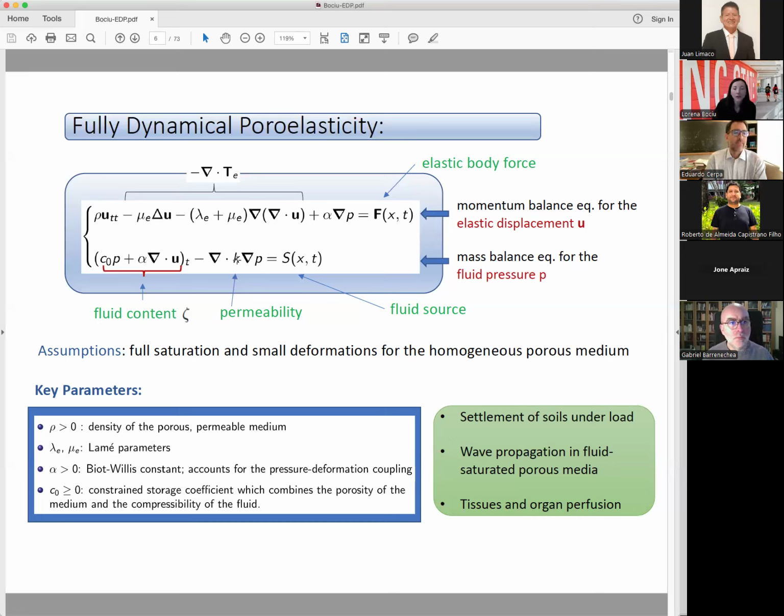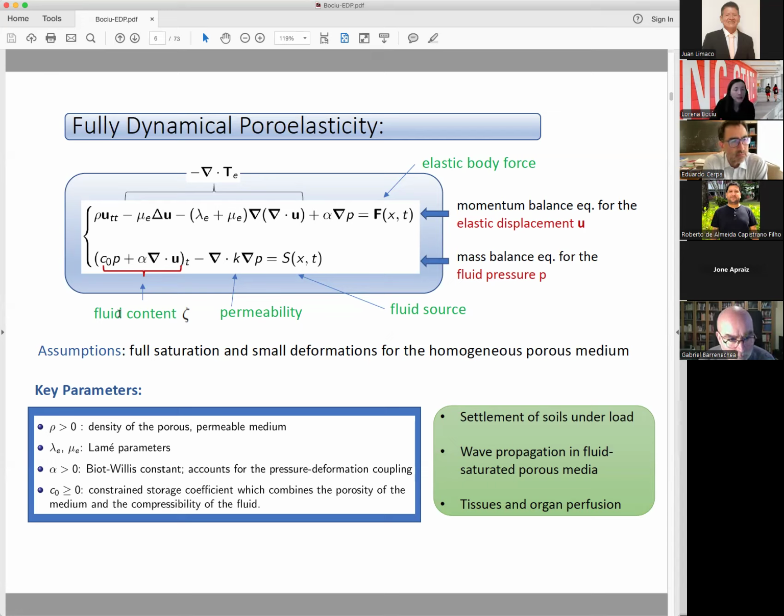Here, alpha is called the Biot-Willis constant. This is strictly positive, and it accounts for the pressure to deformation coupling, because as you can see, it shows up in the first equation in front of the gradient of the pressure, and in the second equation in front of the divergence of U, which is the solid dilation.